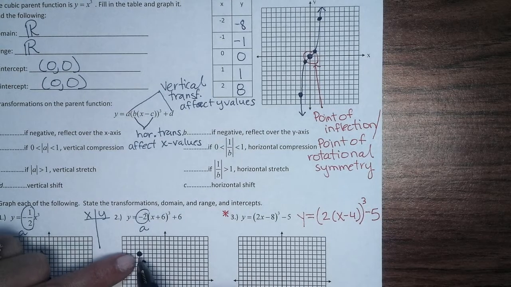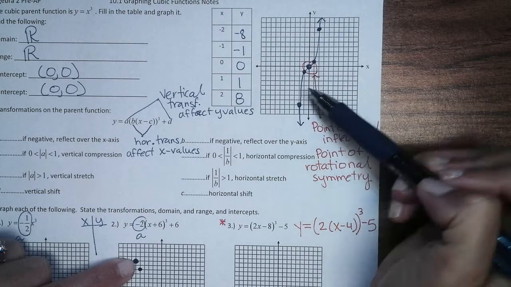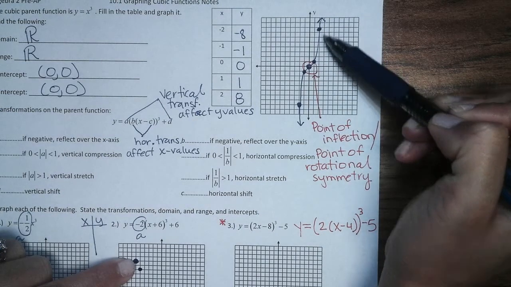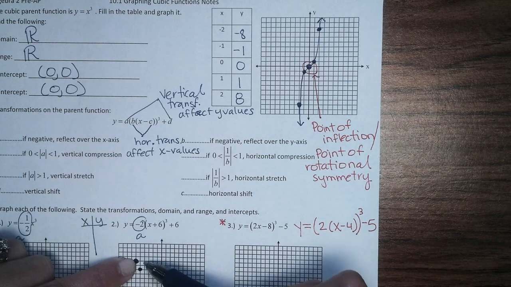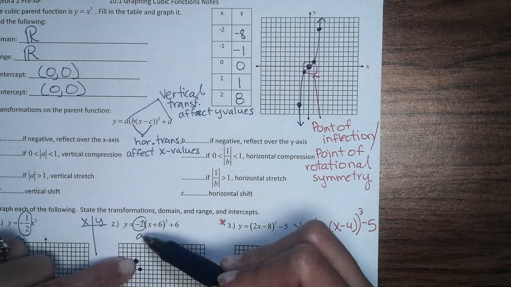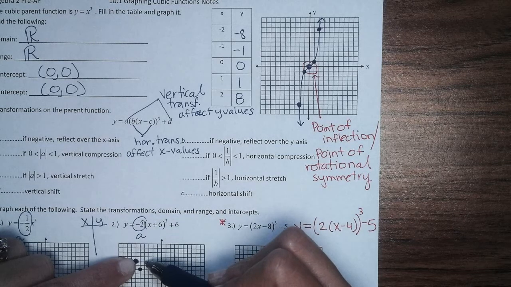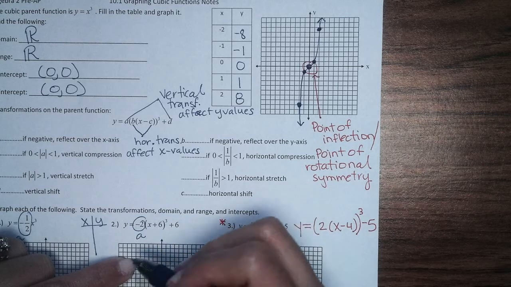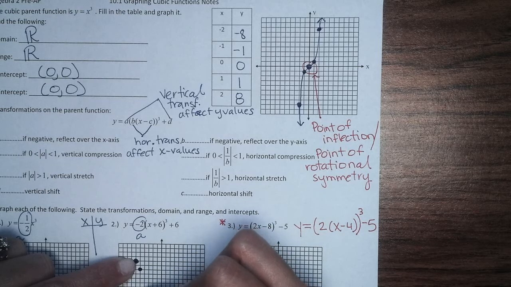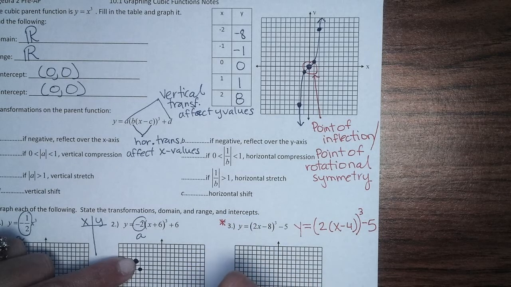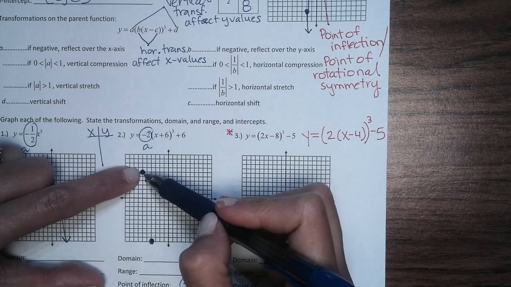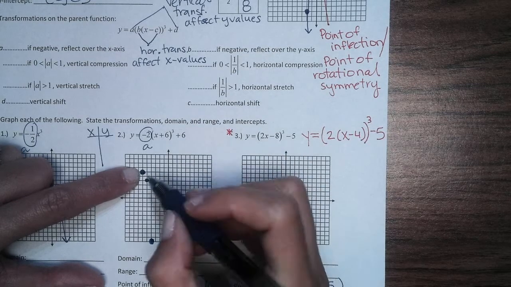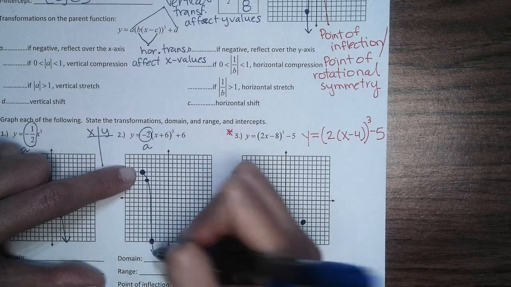Again, from the inflection point, according to the parent, I should do 2, 8, because 2 cubed is 8. However, because there's a negative 2 there, I'm going to go to the right 2, and then 8 times negative 2 is negative 16, so down 16. 1, 2, 3, 4, 5, 6, and then this is 10. So it's going to be way over here. From the inflection point, I went to the right 2, and then down 16. And then it goes like that.